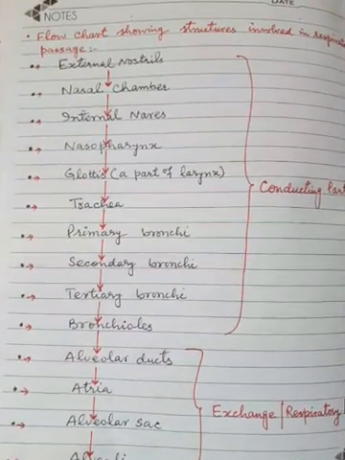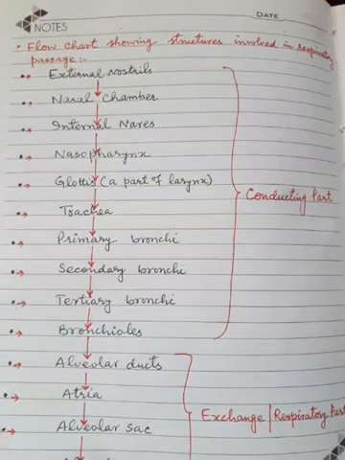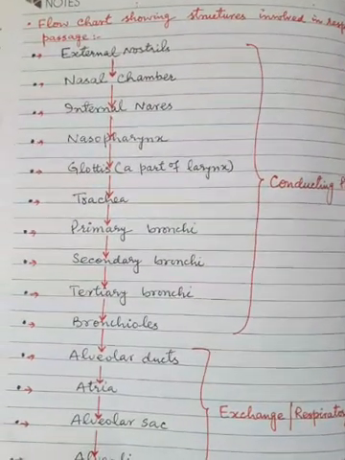So, this was about the lungs and the flow chart showing structures involved in the respiratory passage.